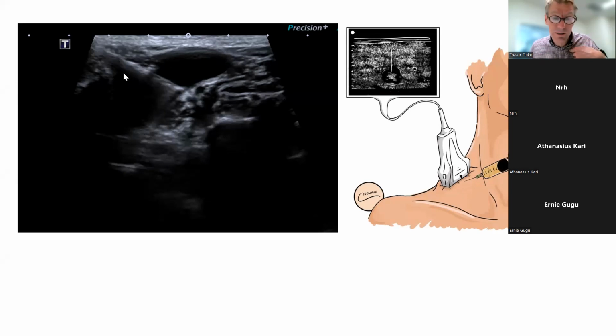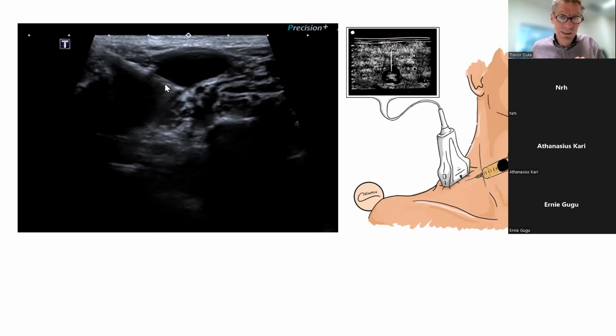Remember, you're not going into the chest, you're only going into the nodes that are evident. And this is the lymph node, the black part, right? And this is the needle going in. And you can see how you just put the ultrasound probe on, so we'll see clearly the lymph node.